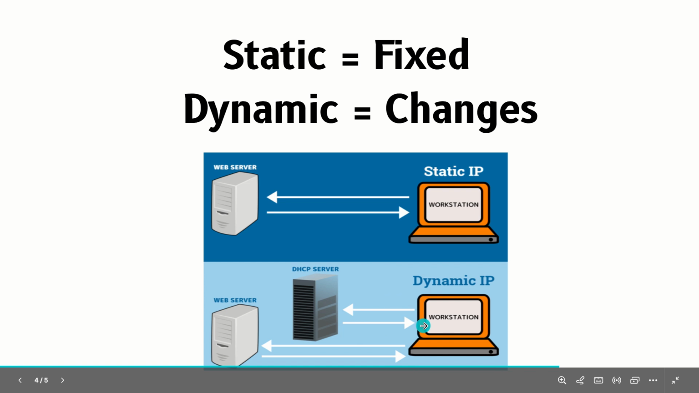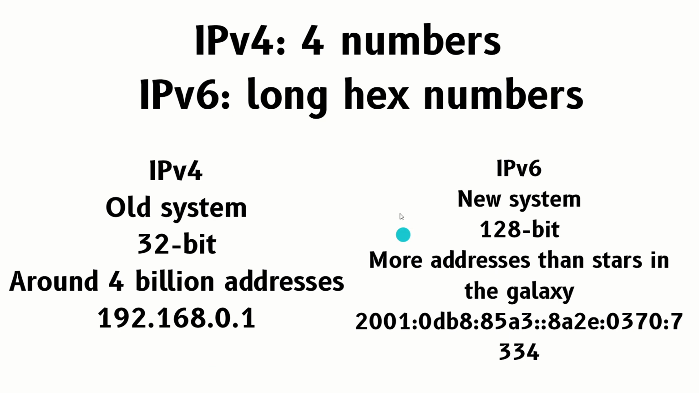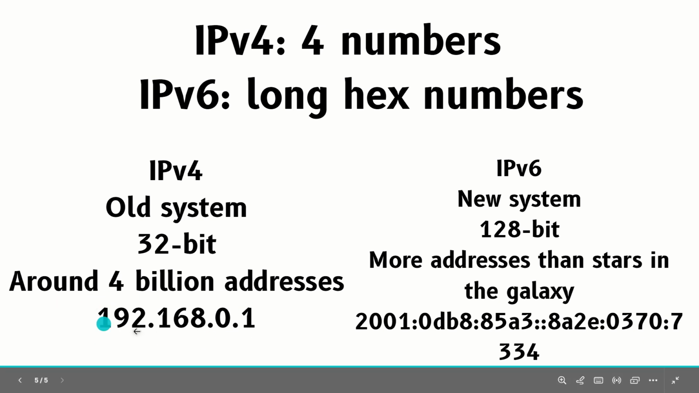Moving further. Now here the IPv4 and IPv6 are shown, right? IPv4 is represented by four numbers. IPv6 is a long hexadecimal, or hex, number. IPv4 is an old system. It's a 32-bit system, the length of the IP is 32 bits. We have approximately 4 billion addresses, and one of the examples is shown here.